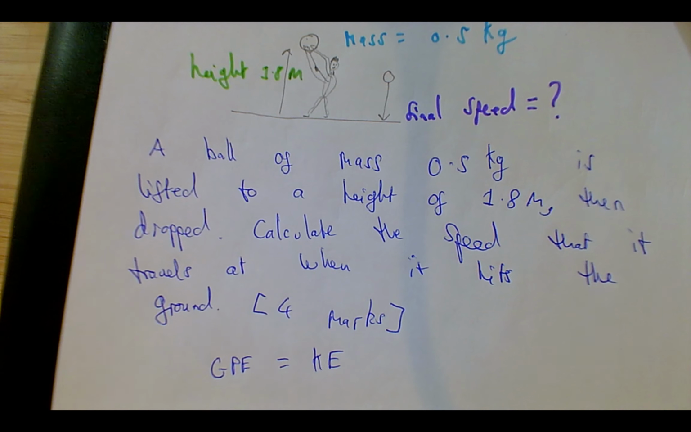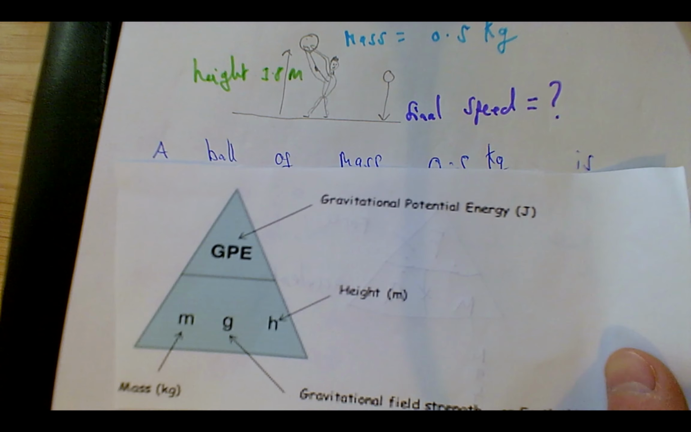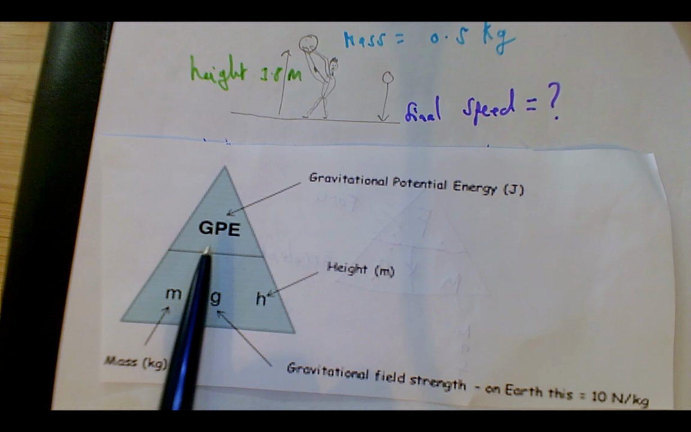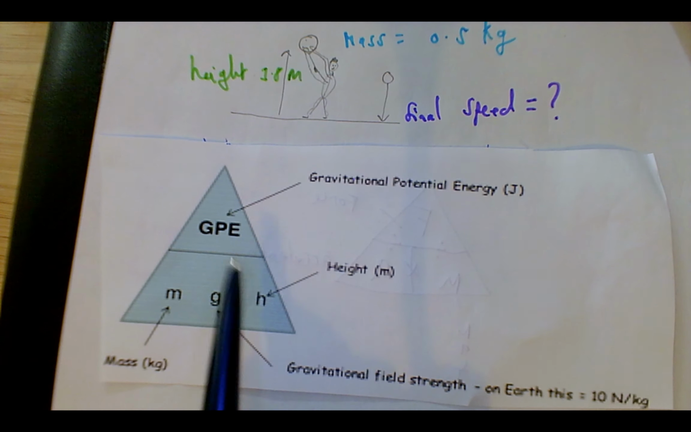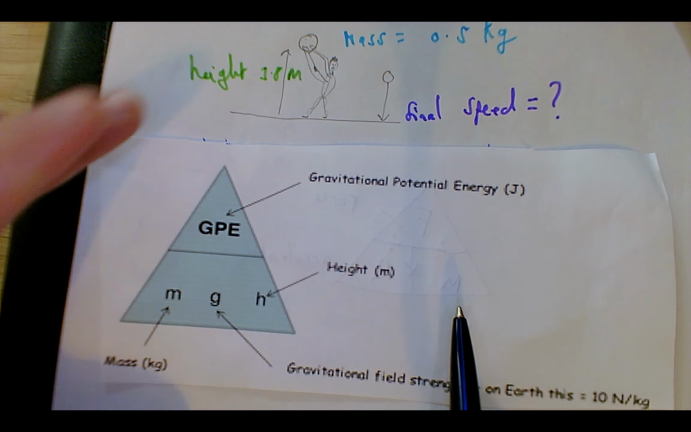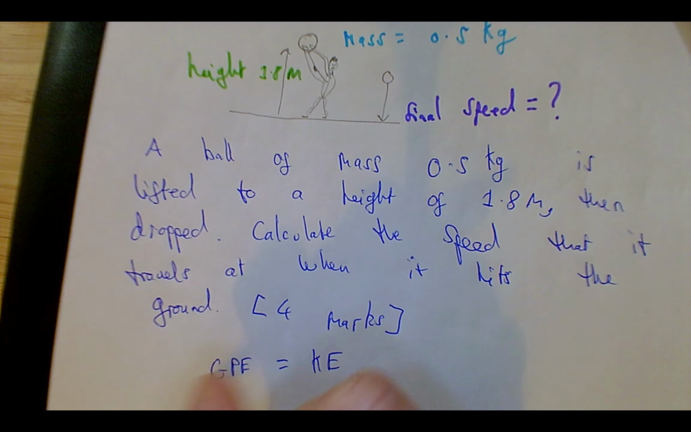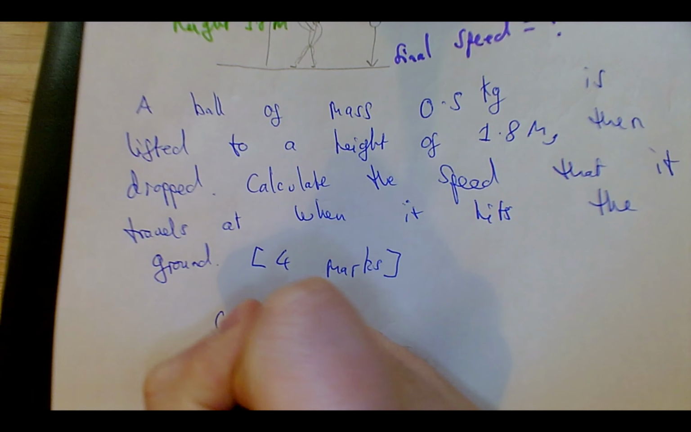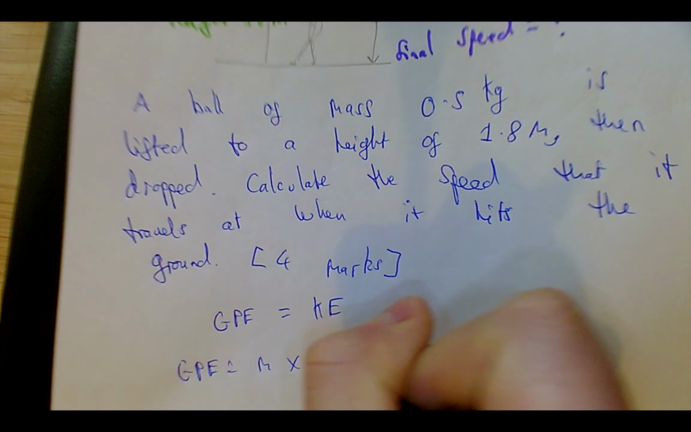So I've just written that down there. The next thing we have to do is calculate how much gravitational potential energy we've got. So there's the gravitational potential energy equation. As you can see, this one's got 4 variables. We've got gravitational potential energy, the mass in kilograms, the gravitational field strength on Earth, which is about 10 newtons per kilogram, so I'm going to use 10, and height. So I'm going to write out this equation: GPE equals M times G times H.